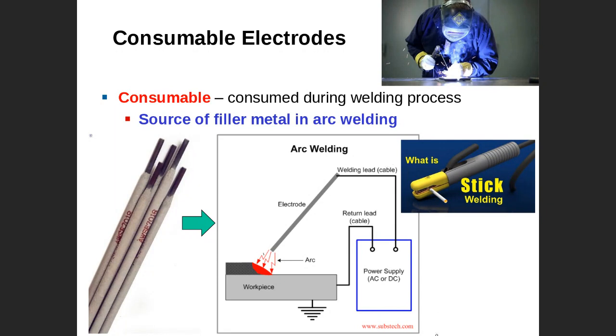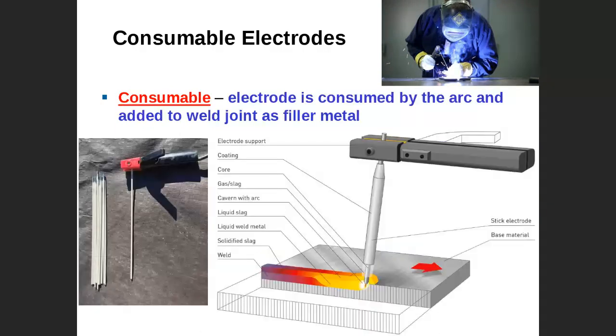This is a consumable electrode, right? So you can see that it is consumable. This is a machine. This is the electrode holder. This is the electrode. Here it is melted, you can see that. This is a flux. This is a filler material.